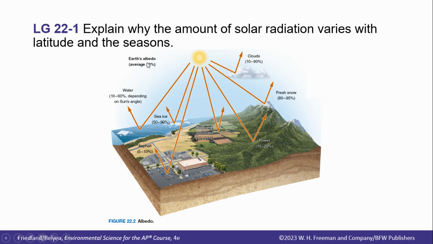The average Earth's albedo is 30%, but sea ice, up near the Arctic area, is going to shoot back about 50 to 90%, whereas asphalt is going to soak it in. The dark green forests are going to be able to soak in a lot more. Fresh snow sends a lot of it back. Clouds send a lot of it back. So there are different amounts of radiation that the Earth absorbs depending on what color it is.